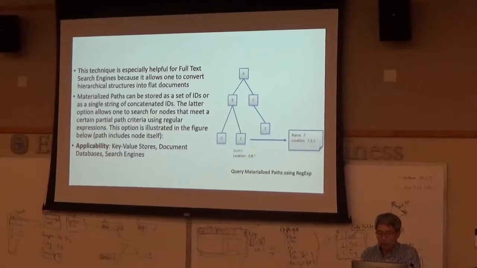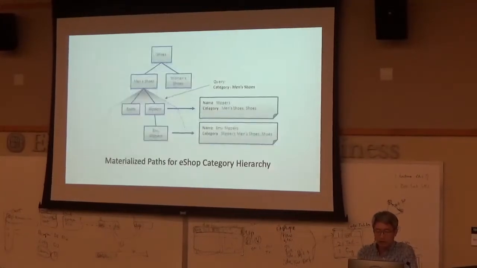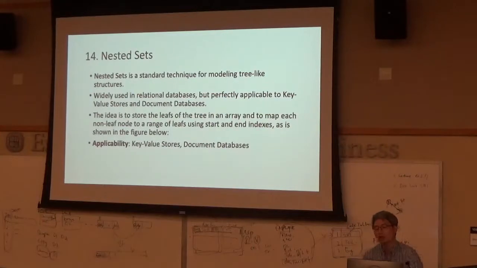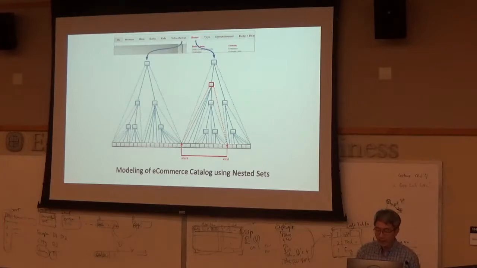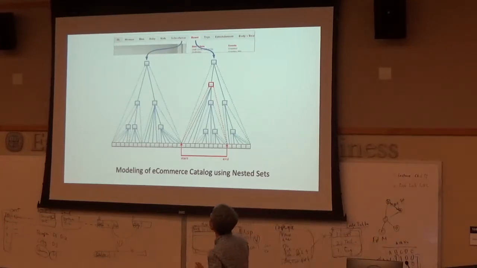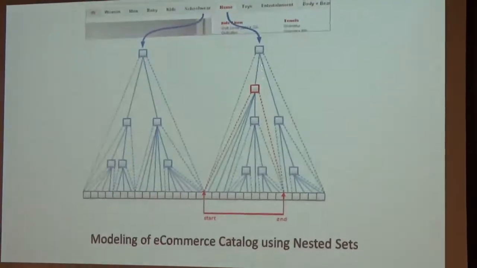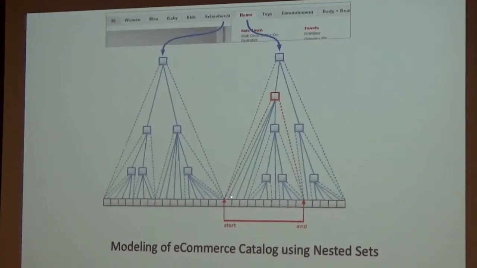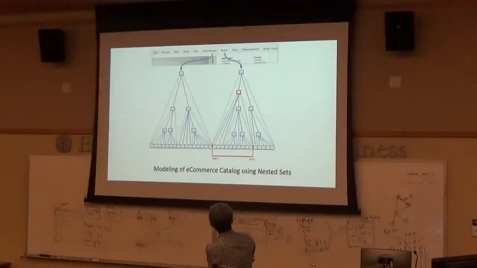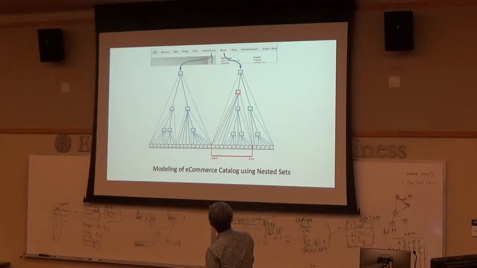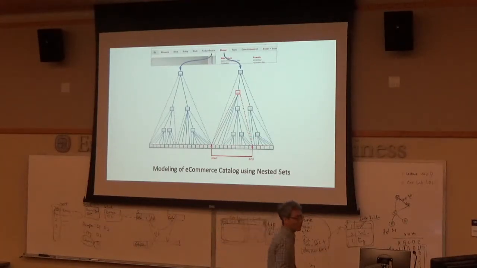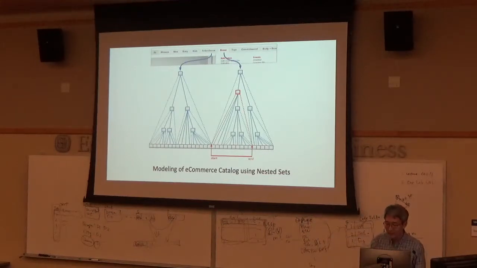I'm going to skip the materialized path, which is not practically used a lot. Nested set. The nested set is from the hierarchical structure. It represents something. So project to one dimension because it's a hierarchy. From here to here, that covers a certain level of the data structure. This is called the nested set.